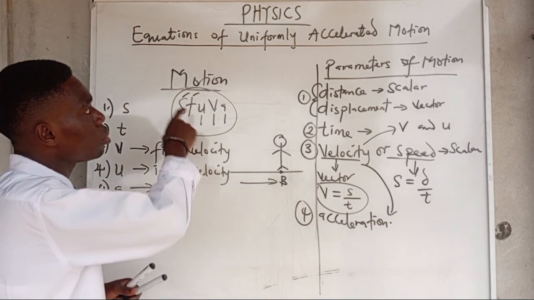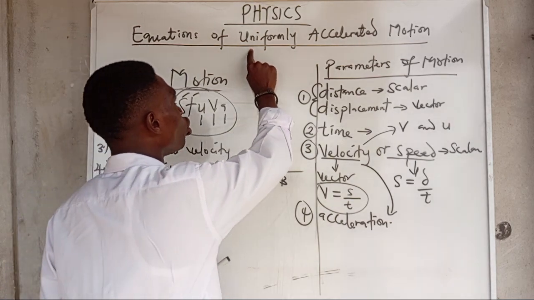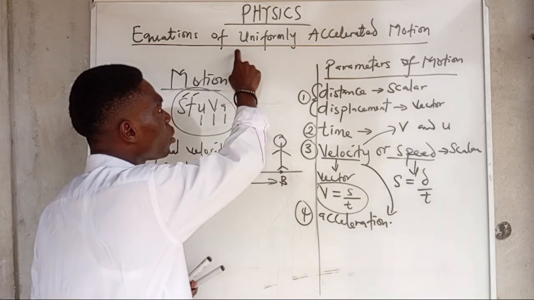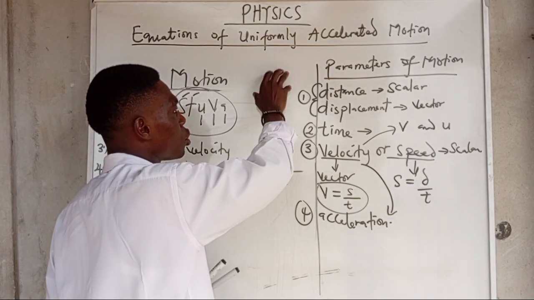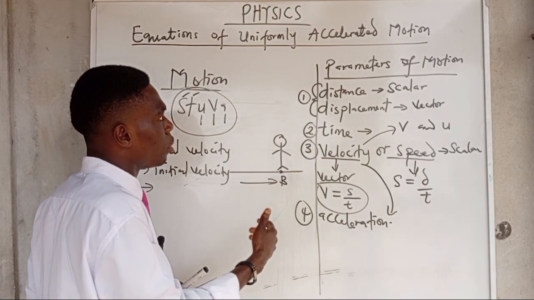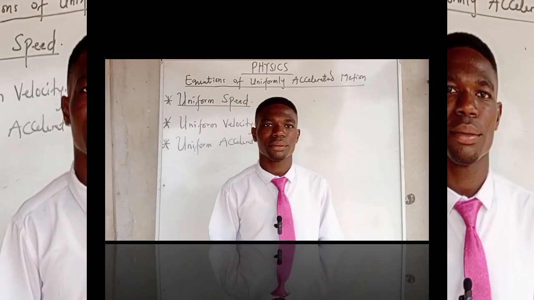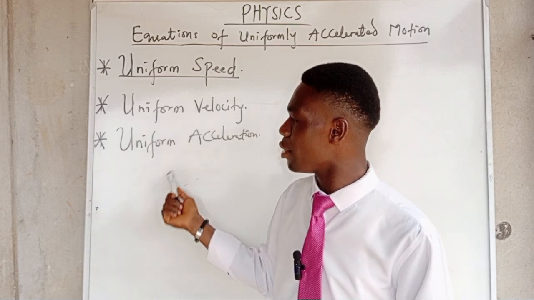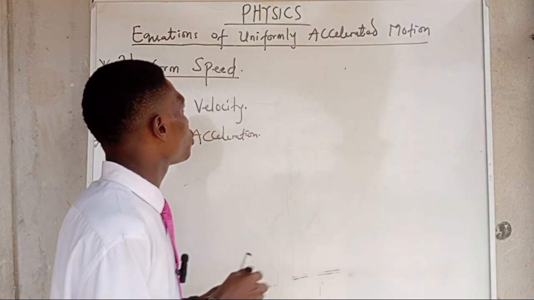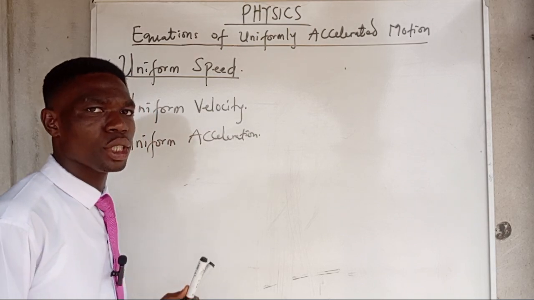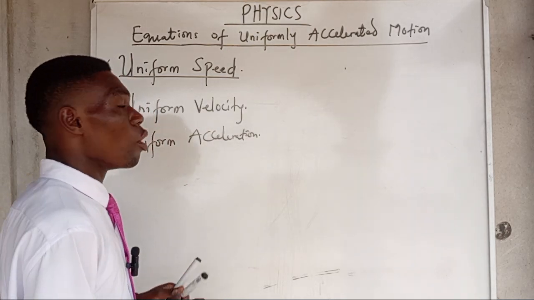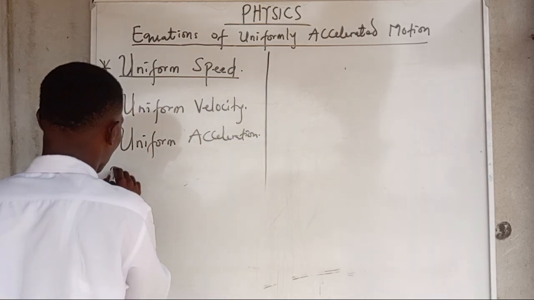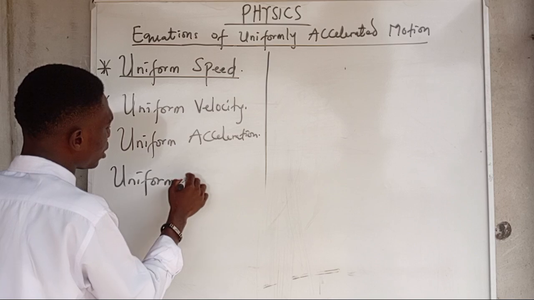Before we move into the equations, because of this word uniform, we have to look at what uniform acceleration is. Are we there? And before we go into that, we have to look at uniform speed, uniform velocity, then uniform acceleration. Are we there now? All right. So we're going to start with uniform speed. What do we mean by saying a body is moving with uniform speed? Now you need to know that another word for uniform is constant. When we say uniform, we're talking about constant.